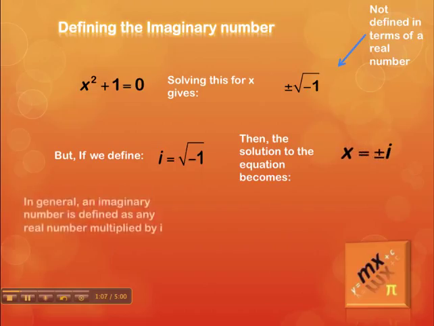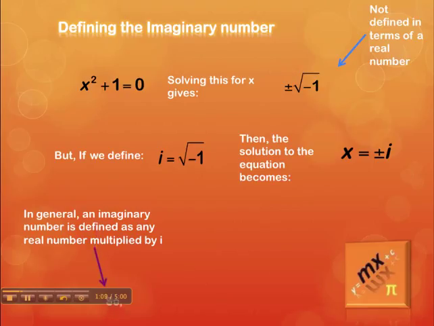In general, an imaginary number can be defined as any real number multiplied by i. So the square root of minus 8 can be written as the square root of 8 multiplied by i.